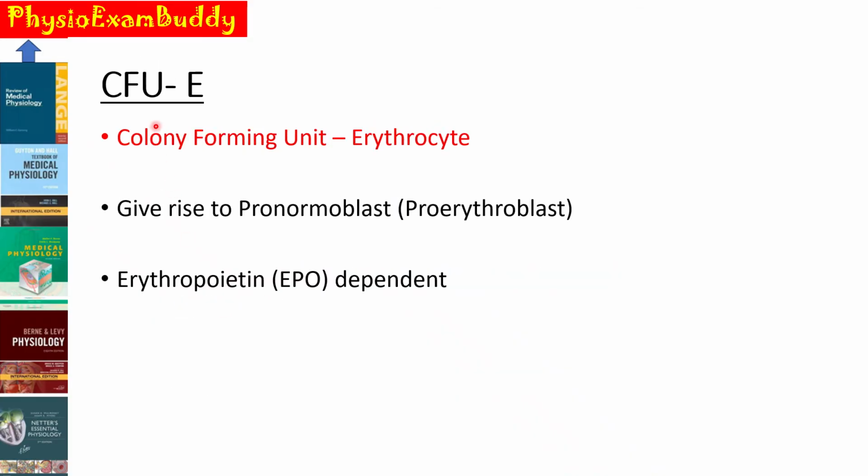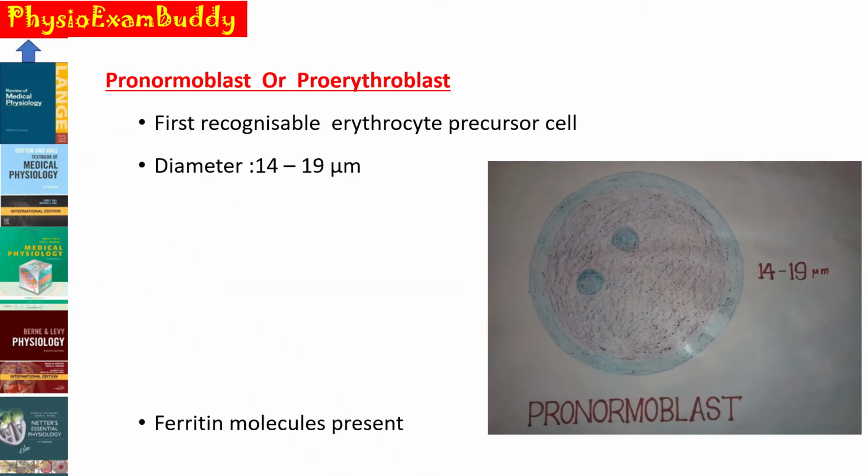Next is the colony forming unit erythrocyte. Colony forming unit erythrocyte gives rise to the pronormoblast or the proerythroblast. Again, this stage is also erythropoietin dependent. Next is the pronormoblast or proerythroblast.